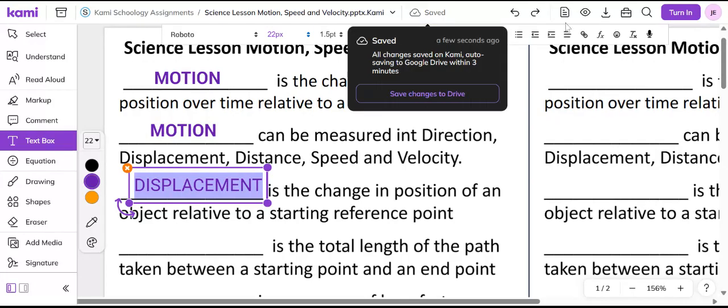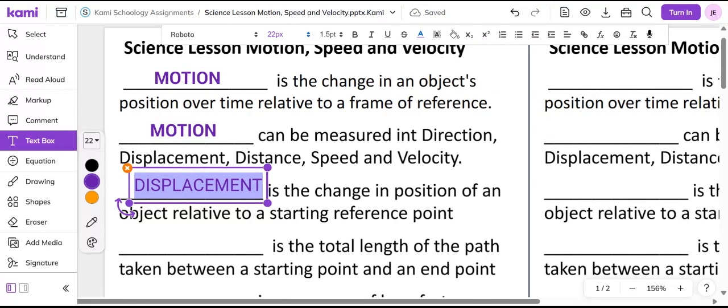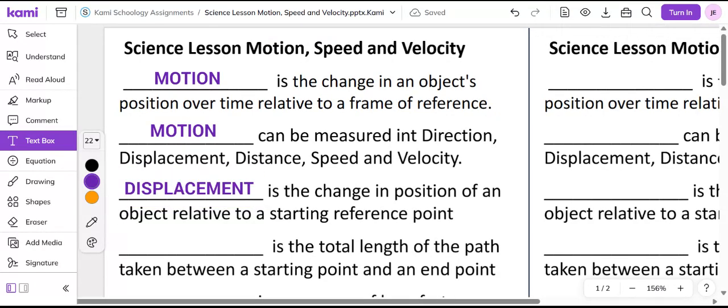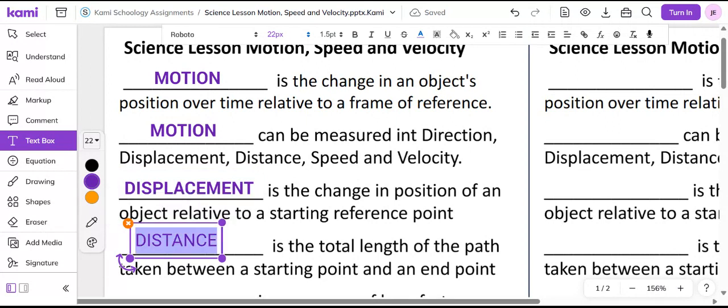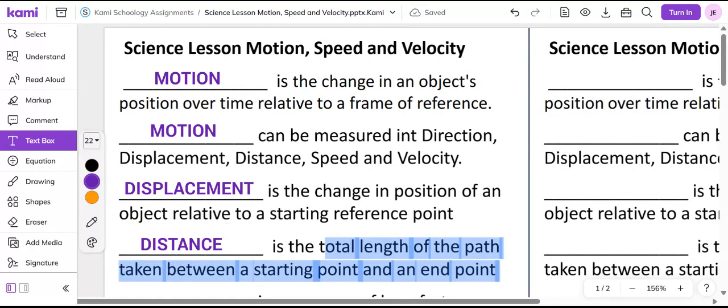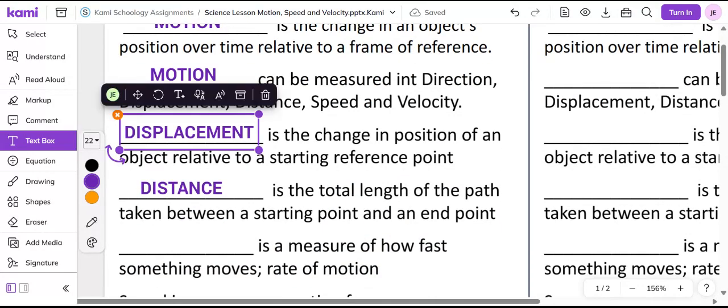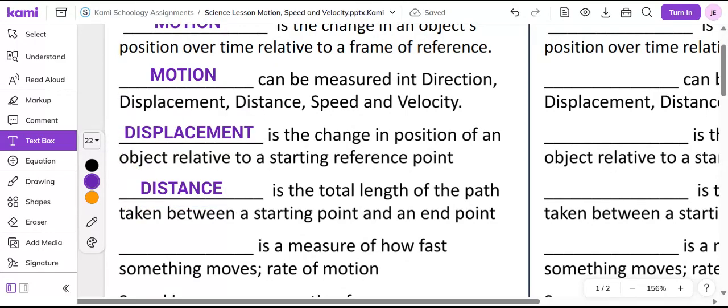So it's going to be the distance from the starting point to the ending point after a whole bunch of motion has taken place. Now, if it is a direct line from the starting point to the ending point, that is simply going to be the distance. If there's no extra movement, just a straight line, that is the distance, the total length of a path taken between a starting point and an ending point. So we have motion, and if there's a lot of motion, we have displacement, or we just have straight distance.